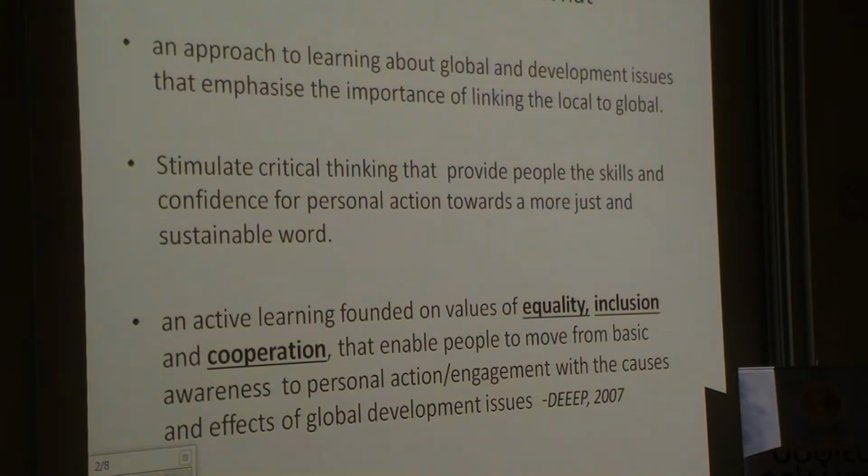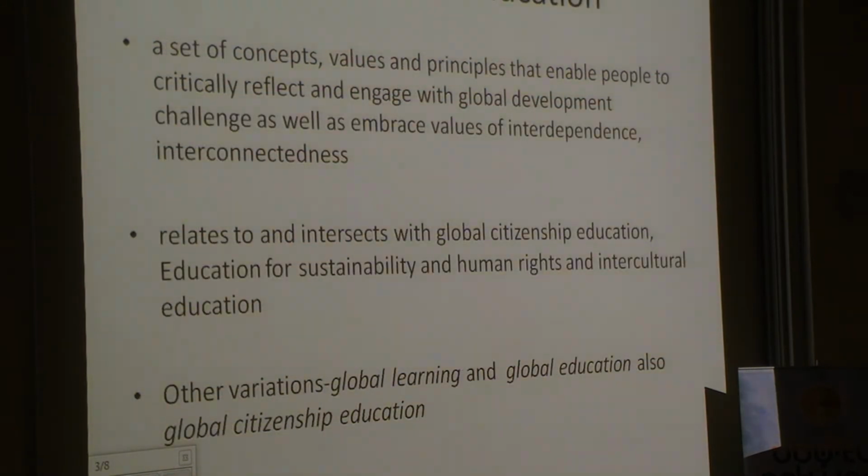Now, this idea of inclusion, equality, and cooperation came in from the wider definition from Europe, the Development Education Exchange for Europe project, DEEP, which you will find online if you want to know more about that. So it supports the human rights aspects of it, and integrates it with sustainable development and all the challenges that come with interculturalism and so on.